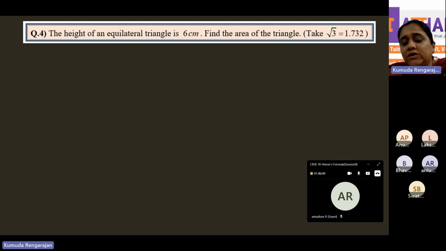Online students, what is the formula to find the altitude or height of an equilateral triangle? Area is root 3 by 4 a square. The formula to find the altitude or height of an equilateral triangle. Yeah, we have done. Root 3 by 2 a. So root 3 by 2 a.